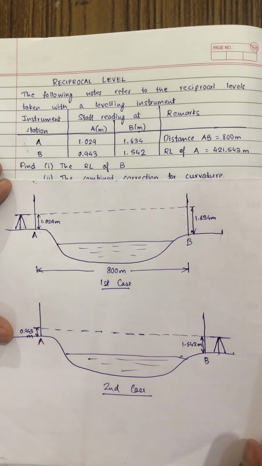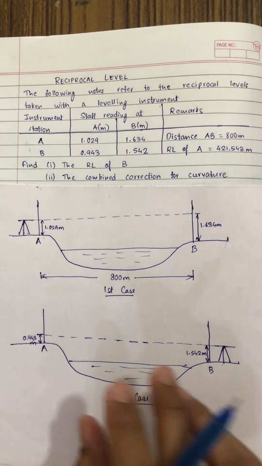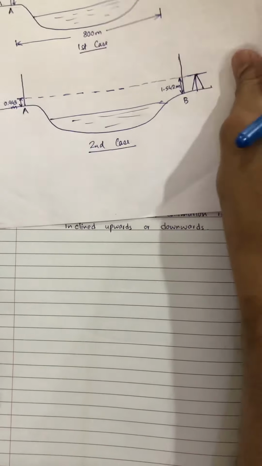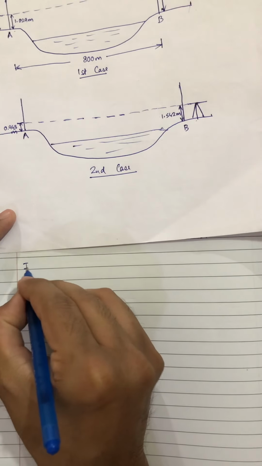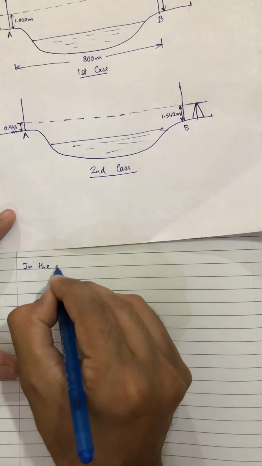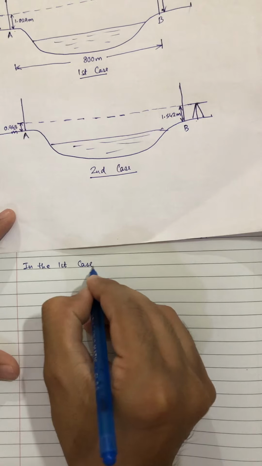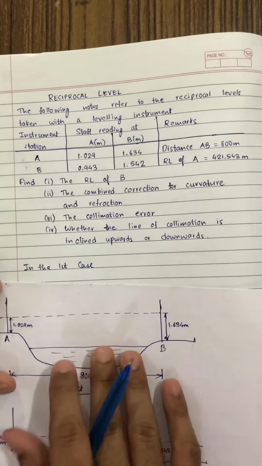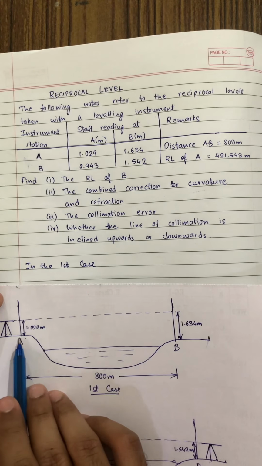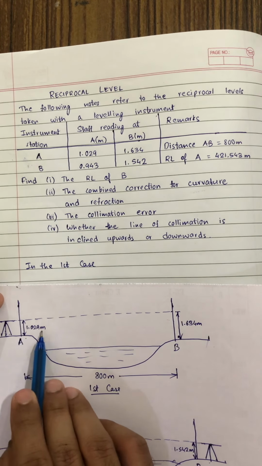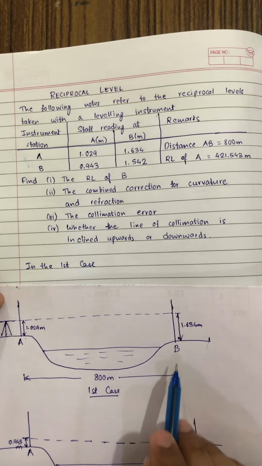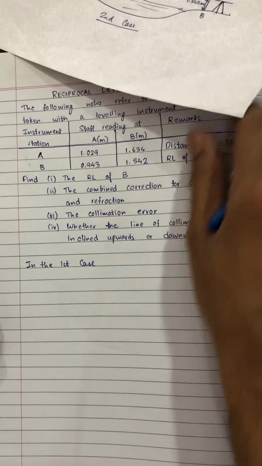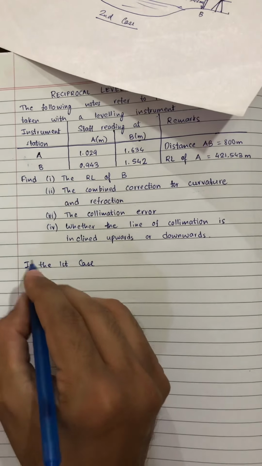Now we need to find the true difference of level between A and B. So in the first case, see, this is the first case. The reading at A is given as 1.029 and the observed reading at B is given as 1.634. Okay, so we can write this as the apparent difference of level.